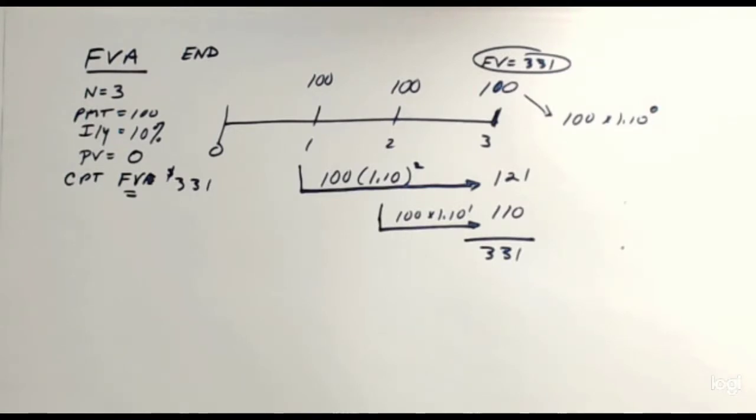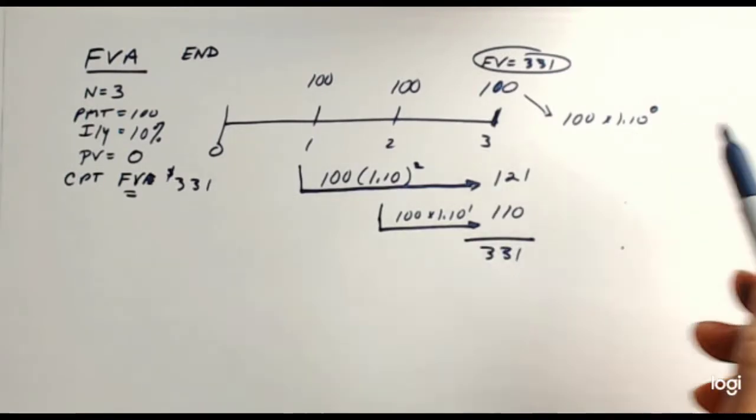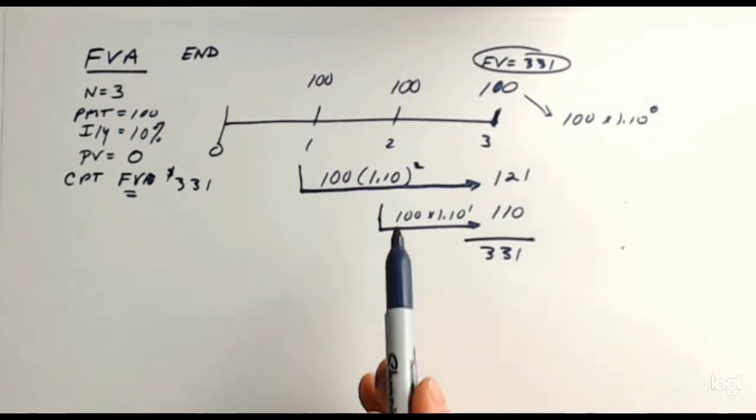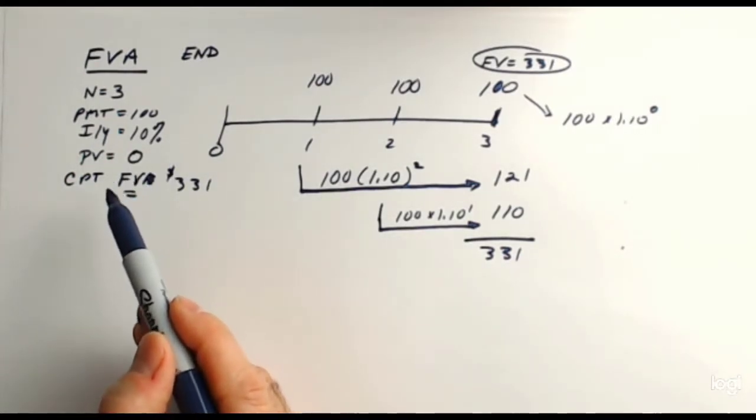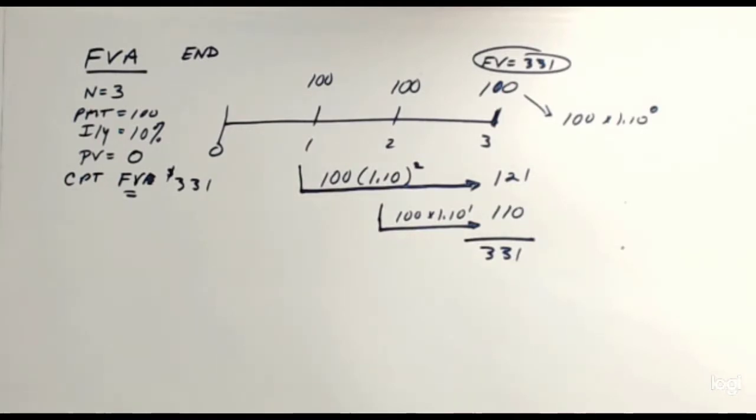Now, one more thing. What happens if you have something like 30 years going out here? This will take you forever, but your calculator will get it done really quickly. But how do you know you don't hit a wrong button on your calculator? Well, that's where this formula comes into play.